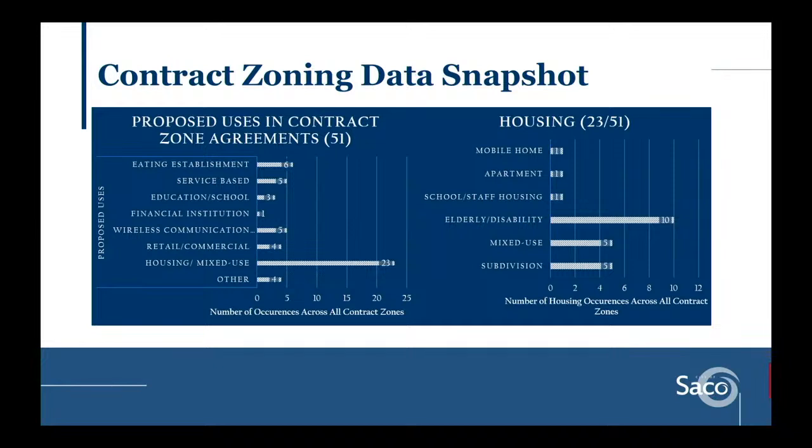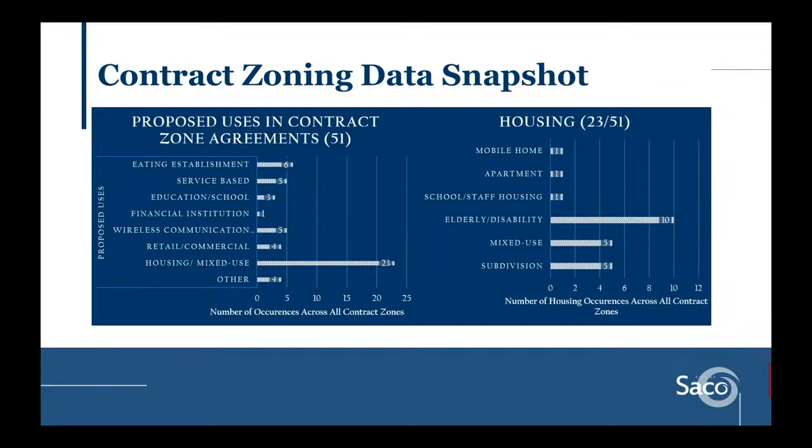And in the next bar graph over, you're going to see housing broken down, and a large portion of it going to elderly, disability, subdivision, and mixed use. Mixed use being retail, we'll have our larger developments in there as well. And then you'll see a large group to wireless communication, which is the towers. Eating establishments could be anything from ice cream to, I think there was an in-house, and then other would be something like a church. So it's a nice little breakdown.